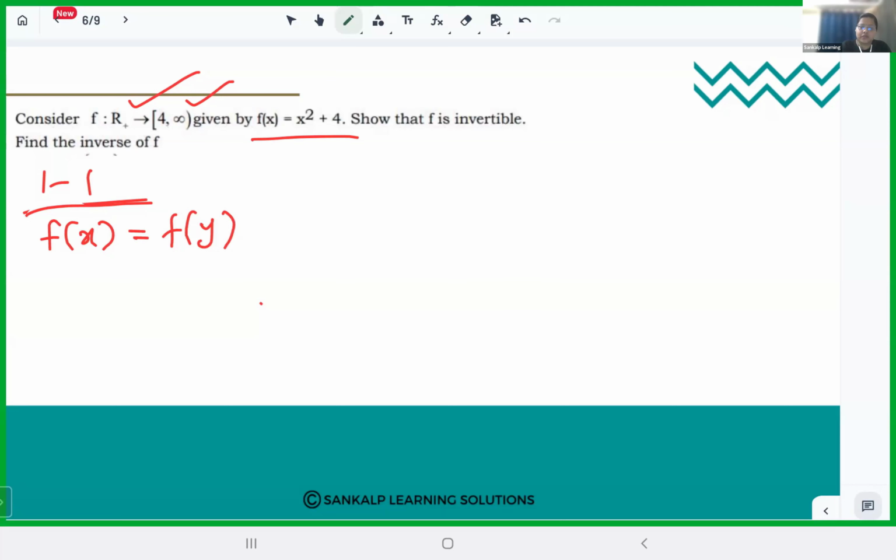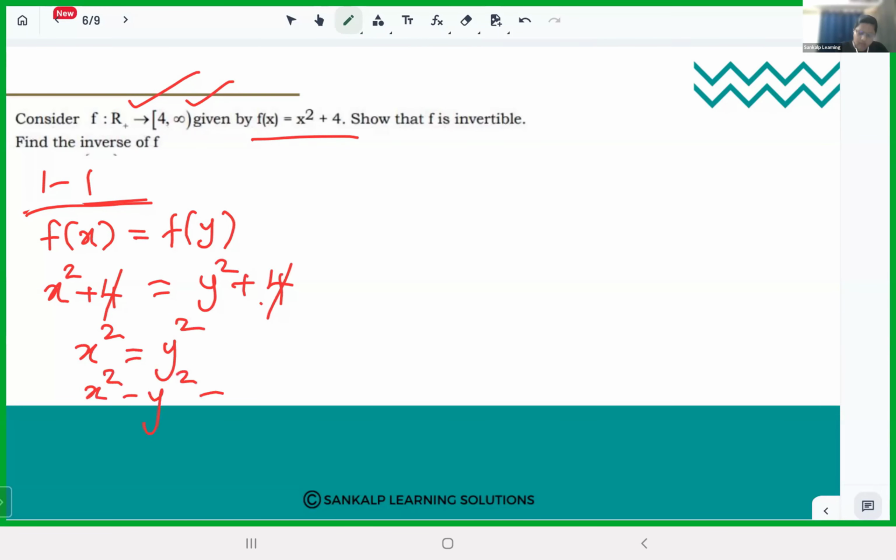So what is f of x? It is x square plus 4. And what is f of y? You replace x with y, that is equal to y square plus 4. Now cancelling this 4 and 4, that is x square equal to y square. This can be written as x square minus y square equal to 0. I took y square to the other side.